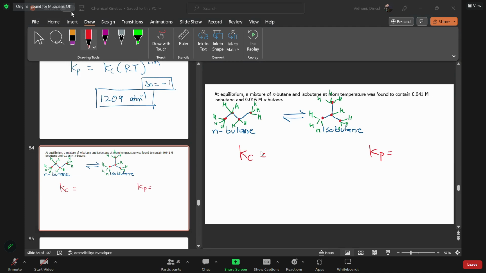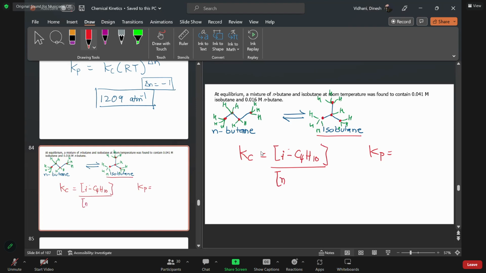So in this case, I have isobutane as the product and N-butane as the reactant. So I will say I, which is for isobutane. I will write the formula C4H10. That's the formula. And then the concentration of N, that is N-butane, and it's the way to write it in organic chemistry.